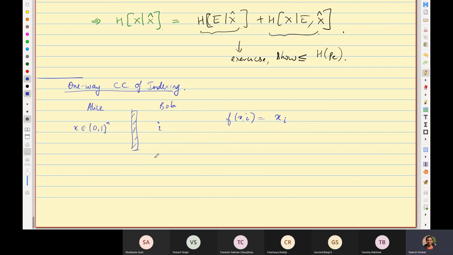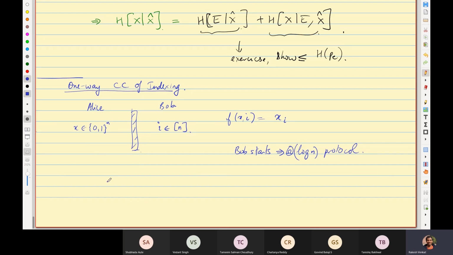Now, you can see very easily that if Bob starts first, then all he needs to do is send across. This is an asymmetric problem. Alice's input is n bits long. Bob's input is just log n bits long. And therefore, if Bob sends across his input completely, then it's log n bits. Because you just send these log n bits across, Alice returns back the bit, they're done.